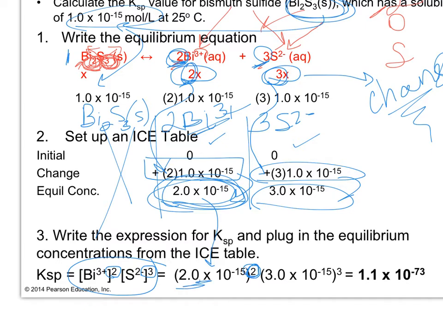So you are going to feel like you're doing things twice, but this is the correct way to do it. The concentration of sulfide ion is 3 times 10 to the minus 15, but then you also must remember to cube it. So there's a lot of math, although simple math, going on, and check out this KSP value: 1.1 times 10 to the minus 73. That means bismuth sulfide has an almost inconceivably low solubility in water.